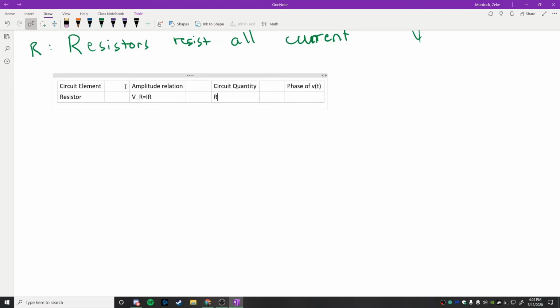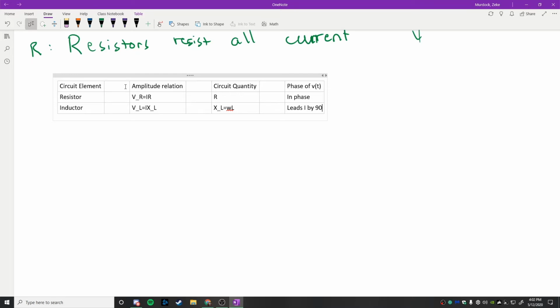The circuit quantity is just the resistance R, and the phase here is in phase. For the inductor, what we have is V sub L is equal to the current multiplied by X sub L. And then the circuit quantity is this X sub L, and we saw that that was equal to omega times L. And this one says that the phase of the voltage leads the current by 90 degrees, or pi over 2.